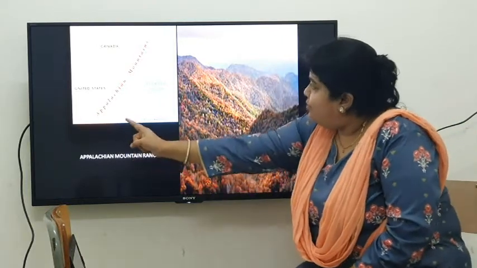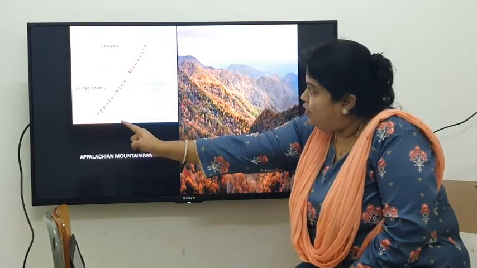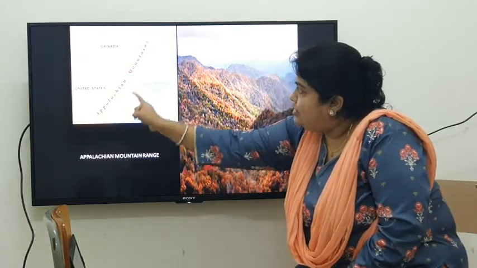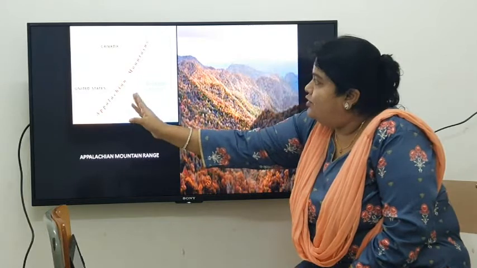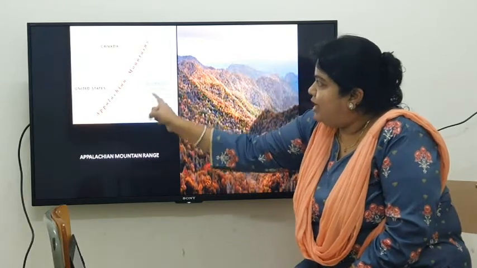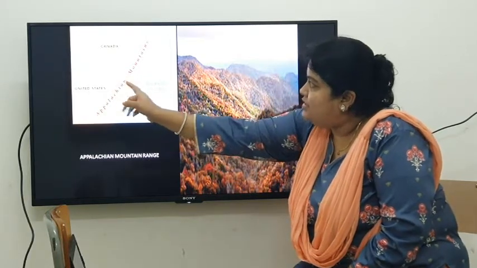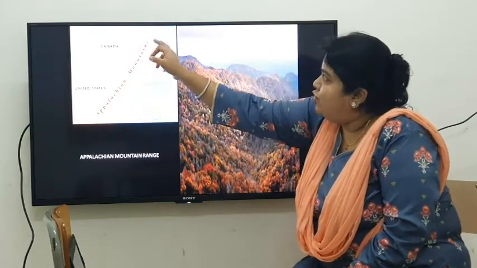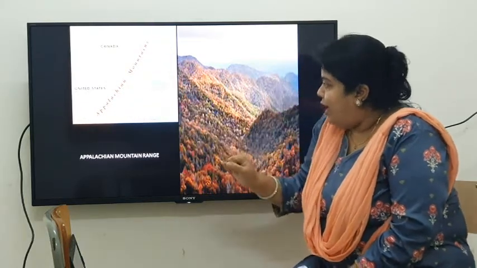If you check the map location of Appalachian Mountain Range, it is located on the southeast coast of North America. Towards the east, it is flanked by the Atlantic Ocean. Towards the west, there are 5 important Great Lakes, and towards the north we have the Great Labrador Plateau.